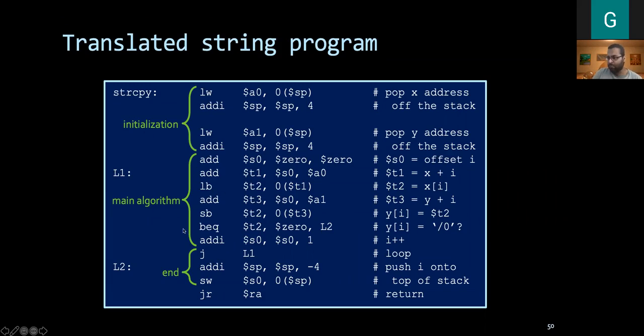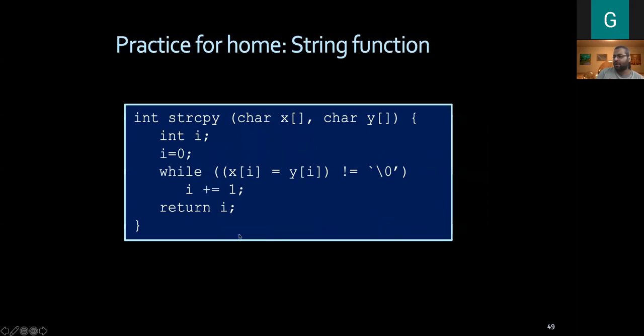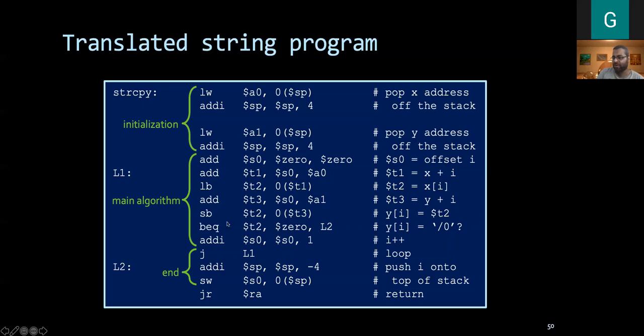So this is your loop section, L1 to jump. And whenever your y hits your null terminator, you jump out to L2. Over here, you're returning I, so you're returning the length of the string, the amount of characters that were copied. In this case, that's going to be S0. So you make room on your stack again, incrementing your stack pointer by -4, and then you save S0 onto your stack. And then you can just jump back to the return address.